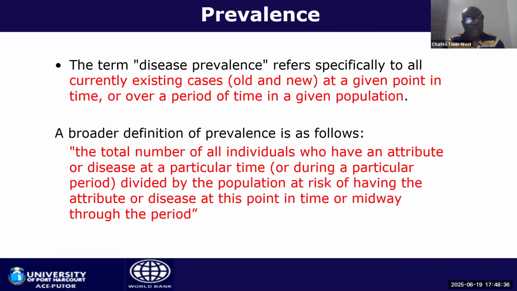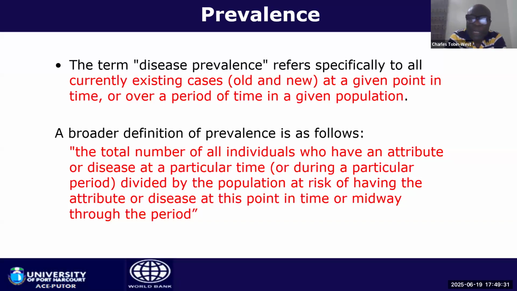The term disease prevalence refers specifically to all currently existing cases, both old and new. If incidence rates are talking about new cases, prevalence rates are talking about all old and new cases at any given point in time. So if we go into some area, maybe a particular section of the city, and we want to measure the blood pressure of the people in that area, we want to see the rate of hypertension among people in that area, for instance.